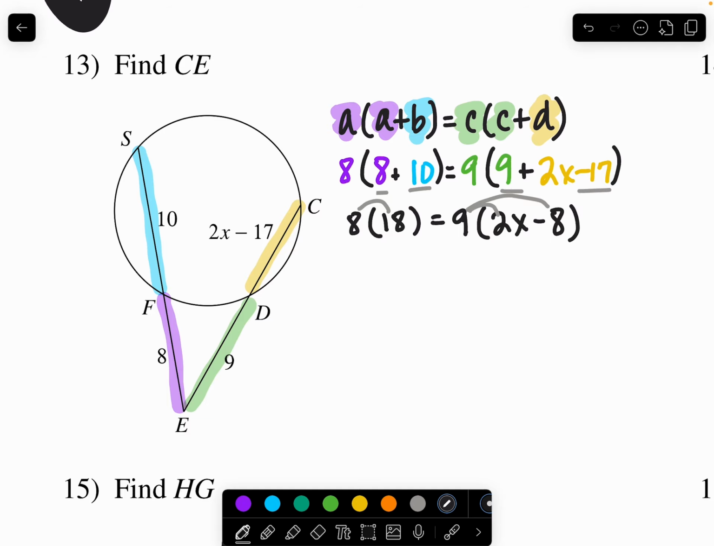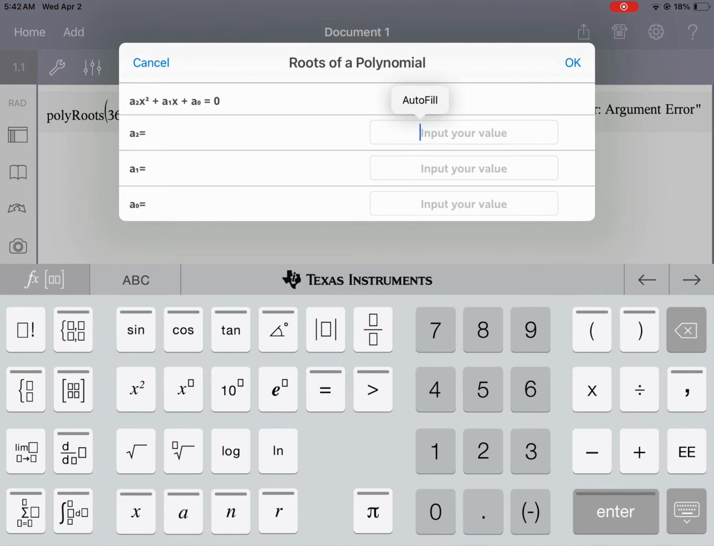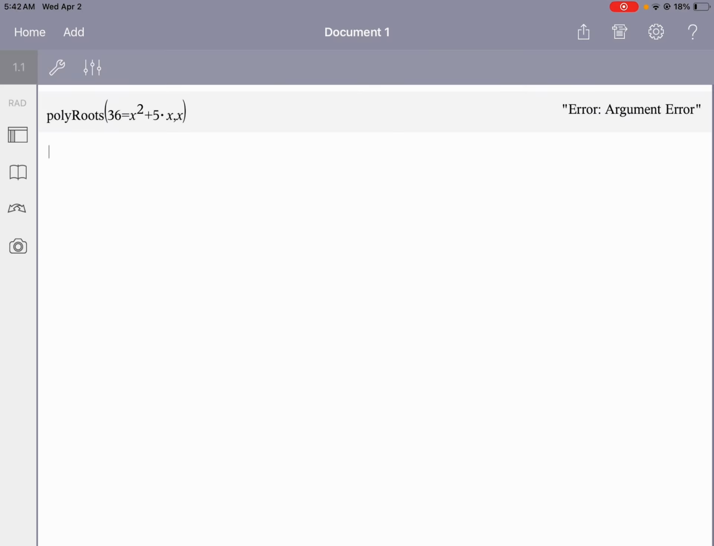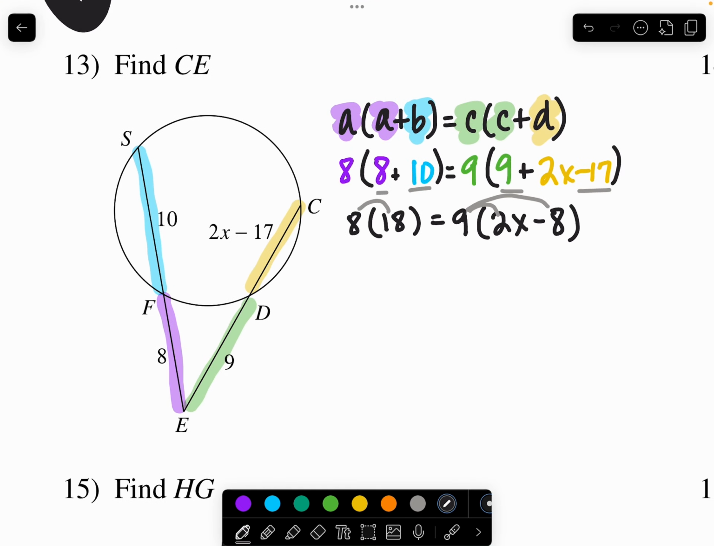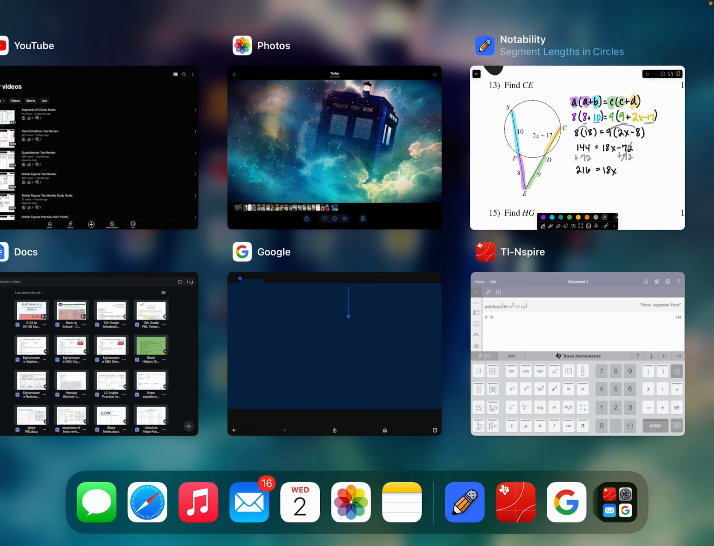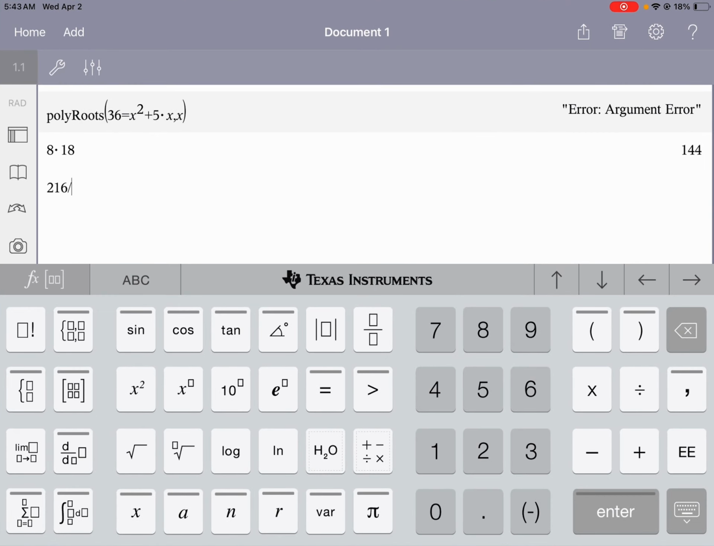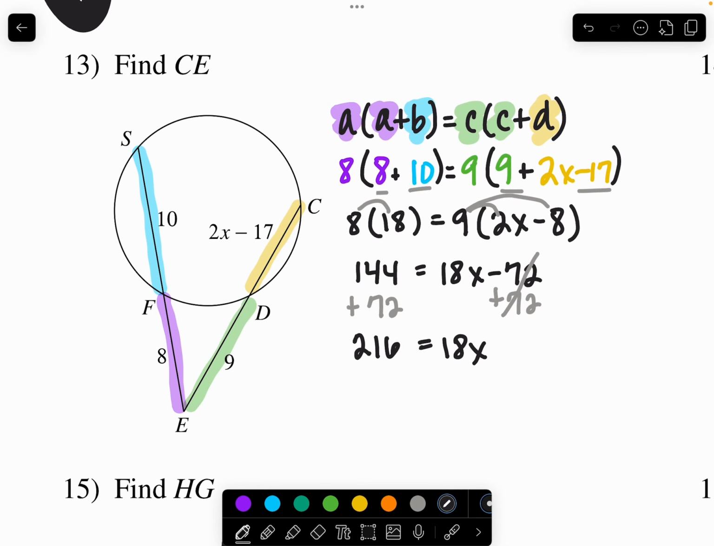So 144 equals 18x minus 72. Then I'm going to add the 72 to both sides. And I get 12. Oops, let me show the division, sorry. So we divide both sides by 18 and we get 12.